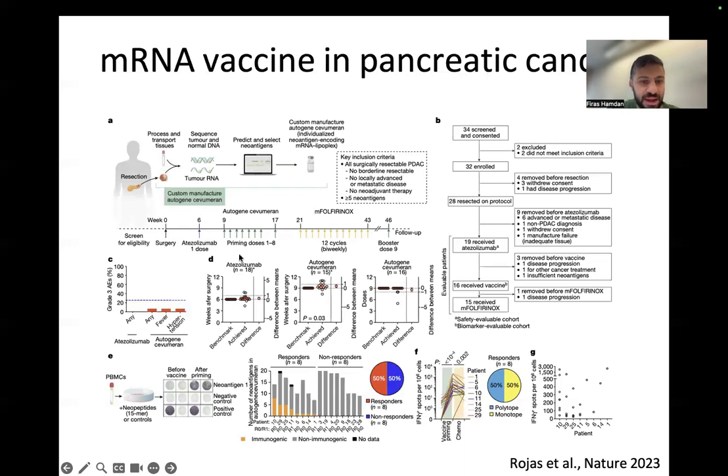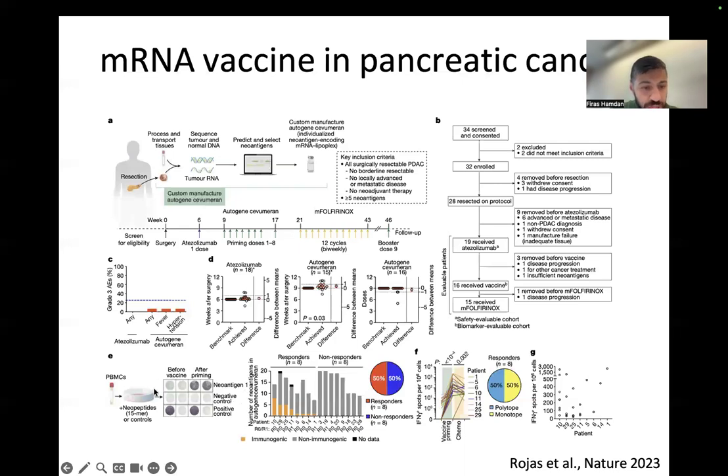So they created these vaccines, and this is what they did. They gave 8 doses of this mRNA vaccine. And then they gave FOLFIRINOX, which is technically a chemotherapy regimen. So don't worry about this. This is the C and D. It's just to show that there were not a lot of adverse effects, nothing out of the ordinary. So here, this is the important part, the E.